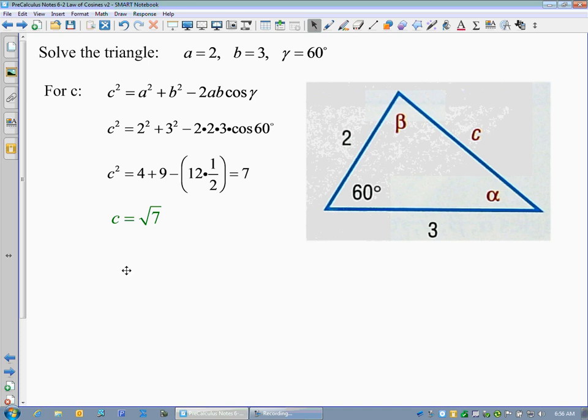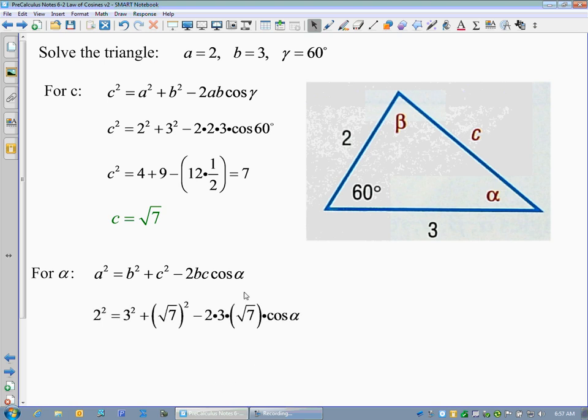And now once we have the value of c, we can continue on and use the law of cosines again if we wanted to. And let's look at alpha, for example. So for alpha, this time I want the version that has alpha as the angle. So a squared equals b squared plus c squared minus 2bc cosine alpha. And once again, we're going to substitute in the values that we know. a is 2, b is 3, and c we now know to be the square root of 7. And alpha is still our unknown, so that's what we're actually solving for.